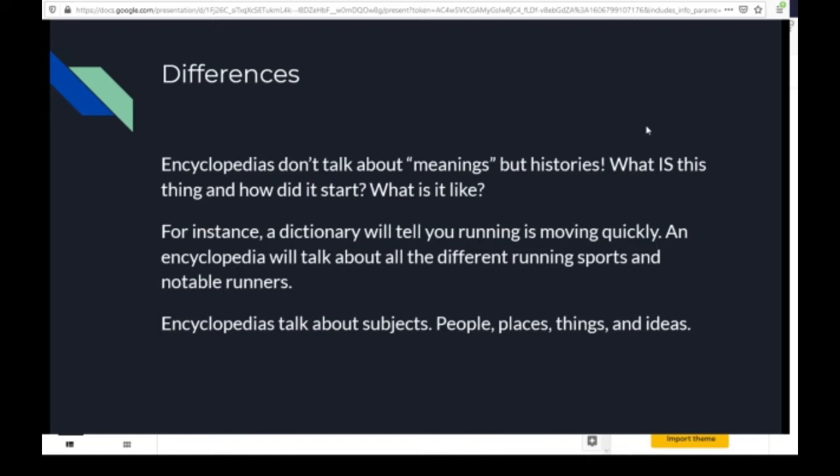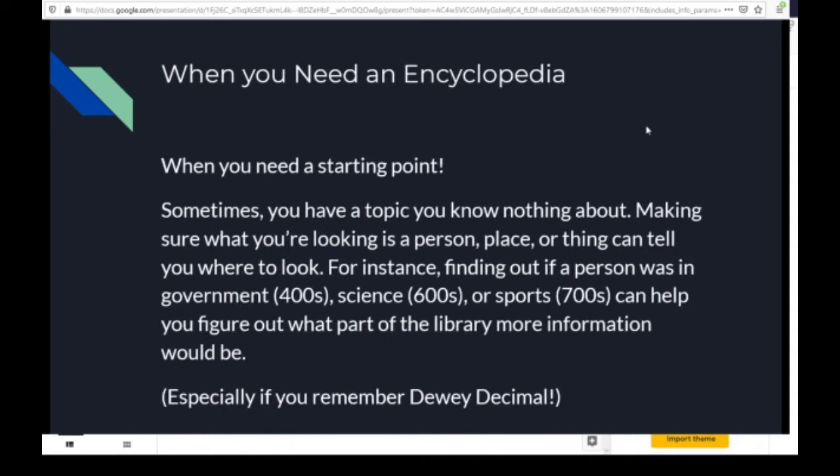A dictionary and an encyclopedia might both talk about running. A dictionary is just going to give you one sentence. It's going to tell you that running is moving quickly. But an encyclopedia is going to talk about what running is, why we do it, for exercise, for sports, and they're going to talk about notable runners throughout history. It talks about running in depth. Why is it important? Why do we care about that? Dictionaries aren't going to go into that. They'll tell you it's a verb though. Those are the key differences, right? So we arrive at our point: an encyclopedia is an alphabetical list of subjects, and it gives you information about that topic.